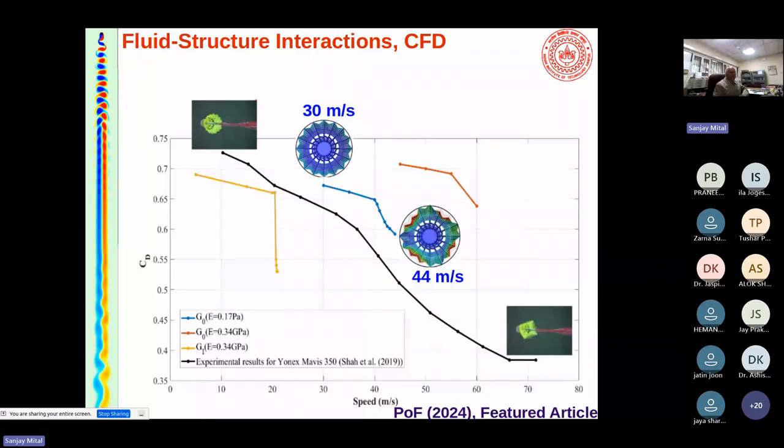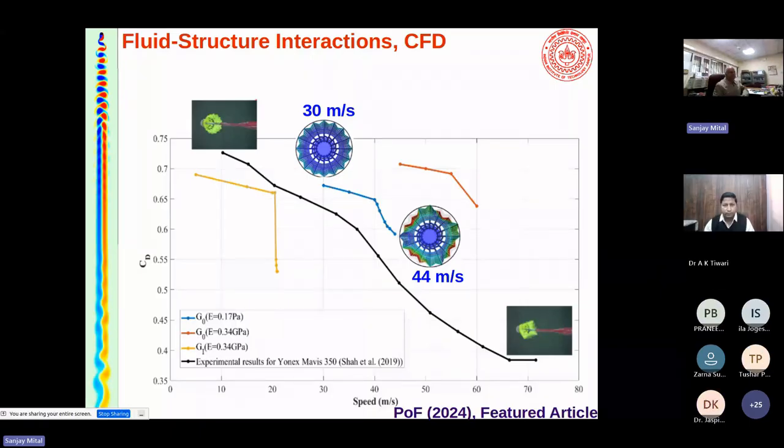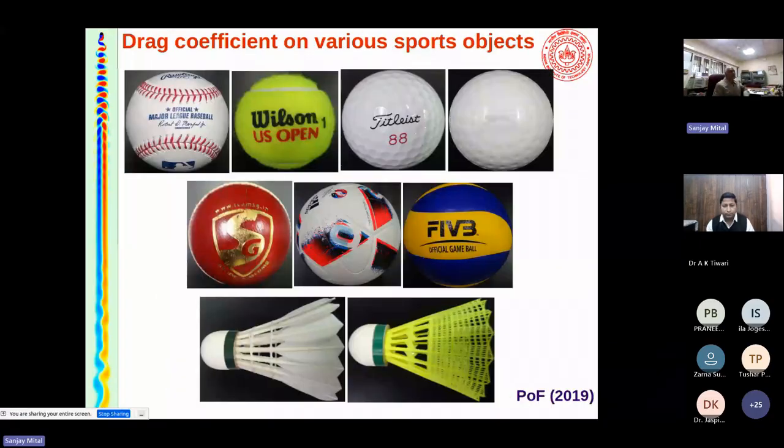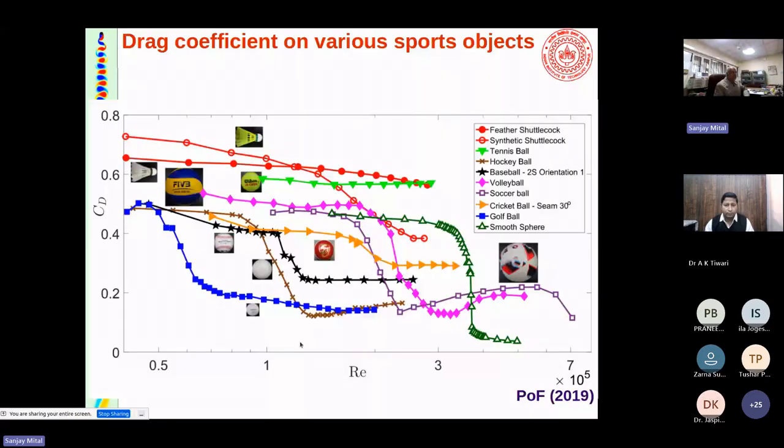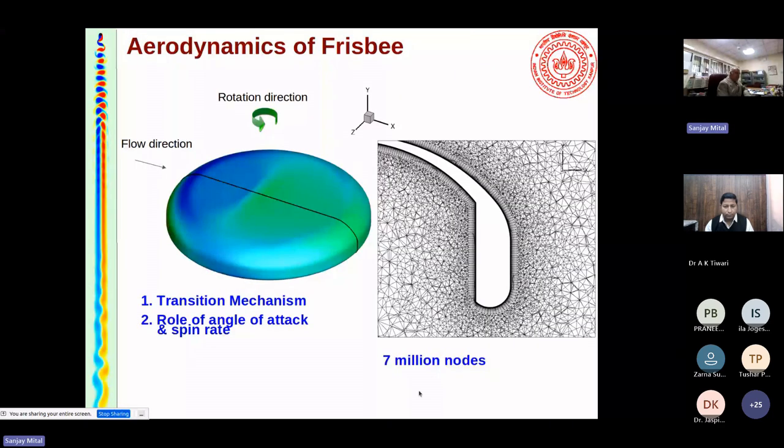And see if we can tune it to behave more like a duck feather shuttlecock. Okay, we have done studies for other sports equipment, and you can look at this paper in Physics of Fluids, 2019. So many equipments, and we were able to put the drag coefficient for all of them on one table.